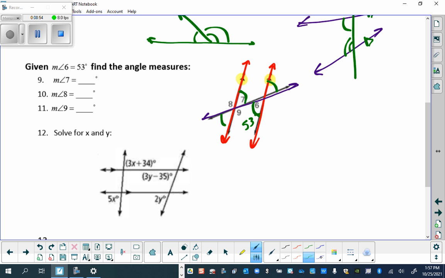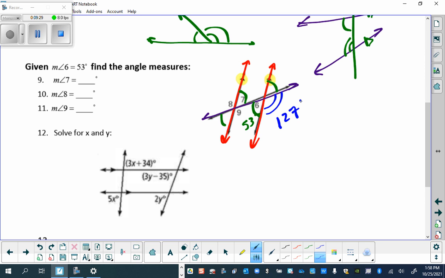If I want to figure out the supplement or the linear pair, I'm going to do that mental math we talked about last time. 53 degrees, count up to 180. 53 plus 7 is 60. 60 plus 120 is 180. So that means the measure of this angle is 127. Do you understand how I did that math by counting up? You could also type in your calculator 180 minus 53. I like to use my brain.